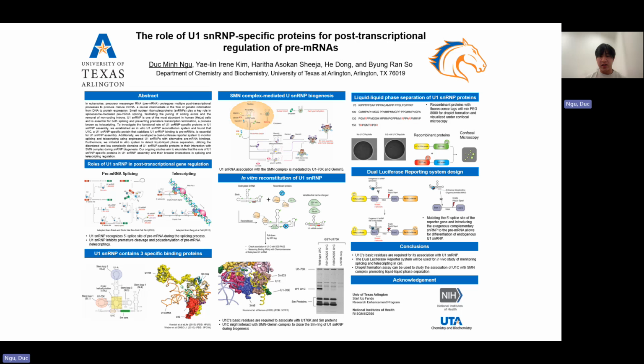From the conclusion of my study, U1C basic residues are required for the association with U1 snRNP. The droplet formation can also be used to study the association of U1C with the SMN-Gemin complexes. And finally, to monitor splicing and telescripting, we can utilize the dual luciferase reporter system, which we are currently working on.